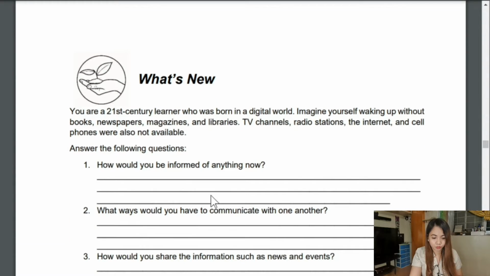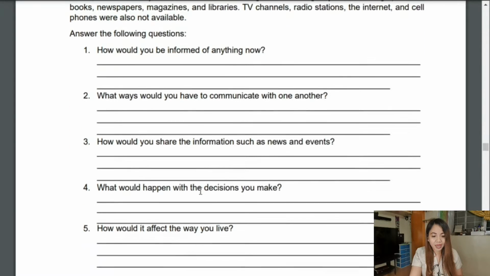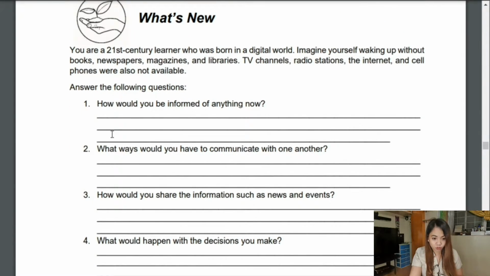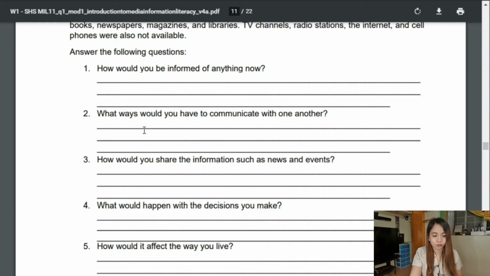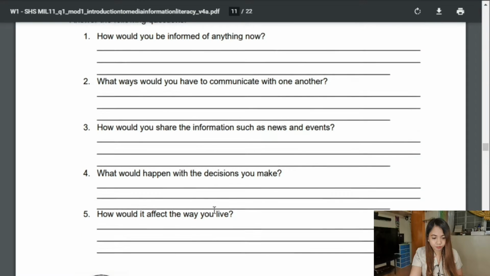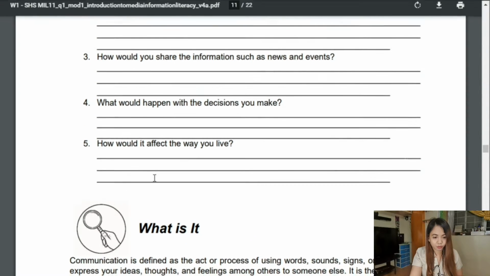Next, let's have what's new. For what's new, you will be answering 5 questions. Here the questions are: how would you be informed of anything? This is a situational question. The situation here is you are a 21st century learner who was born in a digital world. Imagine yourself waking up without books, newspapers, magazines, and libraries. TV channels, radio stations, and internet and cell phones were not available. So what are you going to do? Here are 5 questions which you will answer.